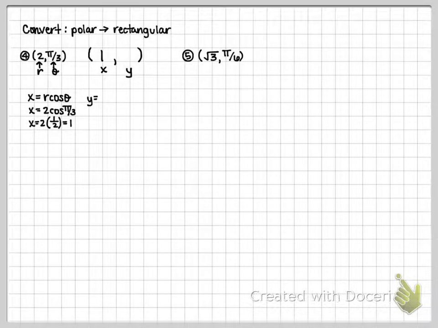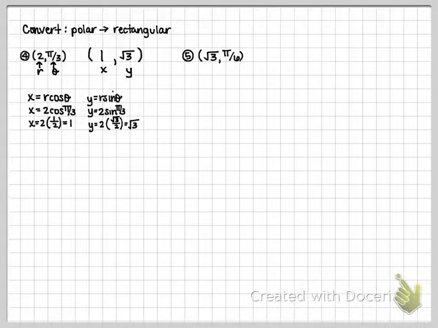So y is equal to r sine theta. So y is equal to, I still have a 2. My angle is still pi over 3. And if I go through and evaluate that, I'm going to get 2 times, well, sine of pi over 3 is root 3 over 2. The 2's cancel. I just get root 3. So there's my y value for the point. So now I've converted my polar into rectangular.